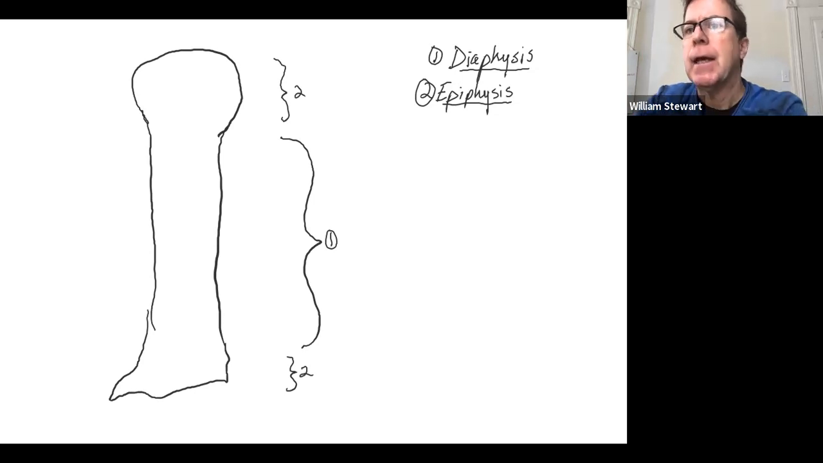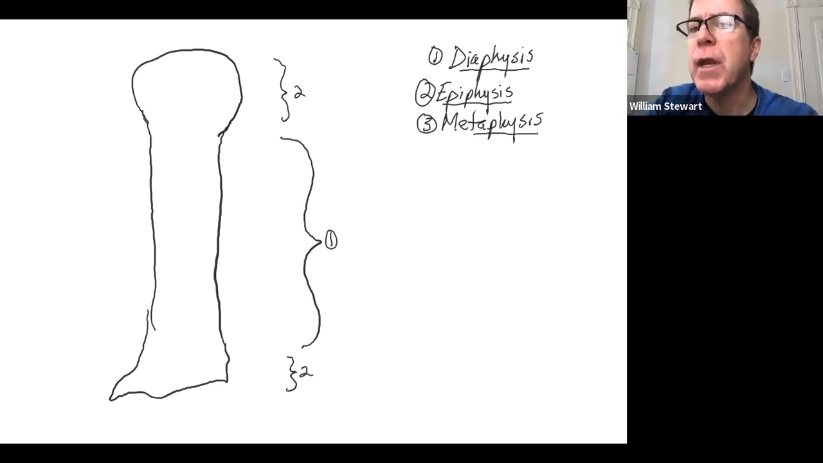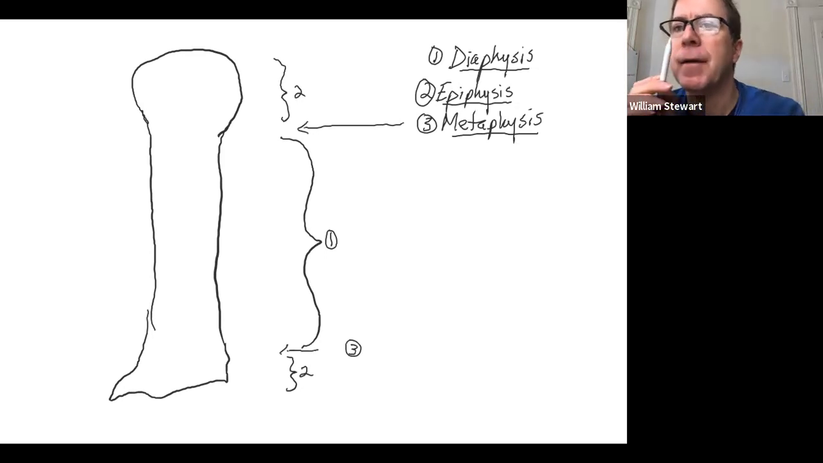Next on the list, I don't use this word a whole lot, but your book does, and it's worth saying. Metaphysis is just the area between number 1 and 2. So it's sort of the neck of this long bone. There's a metaphysis there. There's also a metaphysis in this area.